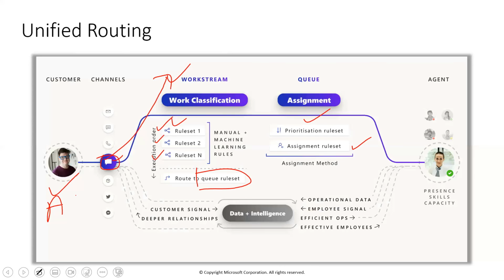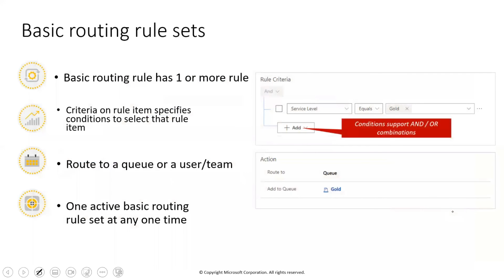And based on that, whatever agent is going to be free, that agent is going to take that call. So this is how your unified routing is going to be applicable in the real-time scenario while working with the omni-channel services. Over there, if I'm talking about the basic routing rule sets, under this area of work stream, you can define some routing rule sets.